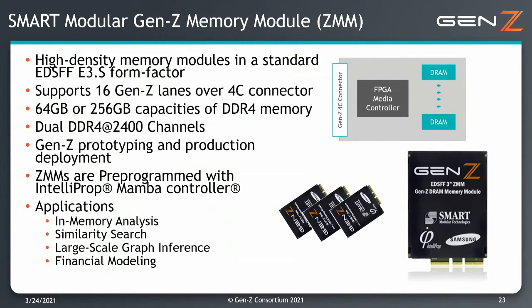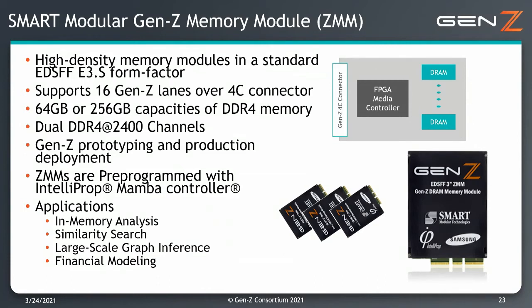They leverage the 4C configuration of the GenZ Scalable connector, which supports up to 16 lanes of GenZ. Their particular GenZ DRAM modules support 64 gigabyte or 256 gigabyte capacities. There's support for dual DDR at 2400 data rates. These GenZ memory modules have been used for programming, prototyping, and production.